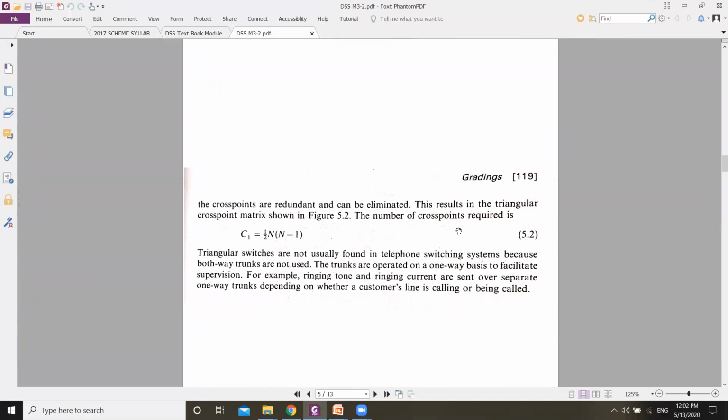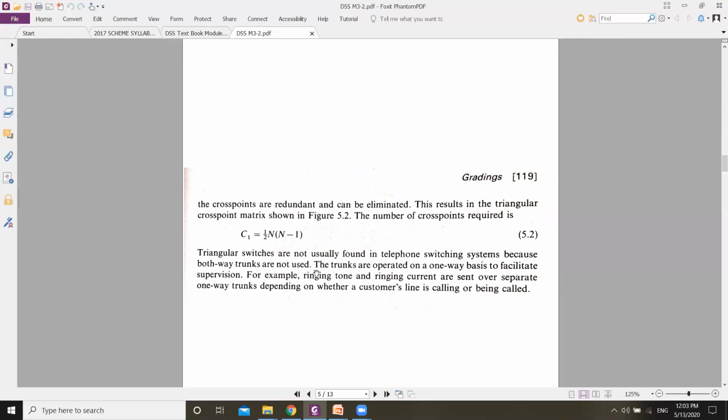The number of cross points required in this system is given by 1/2 times N into N minus 1. Let us say N is 100: 100 into (100 minus 1), which is 99. 100 into 99 divided by 2, half of that, will be the number of cross points required. The triangular switches are not usually found in telephone switching systems because both-way trunks are not used. There is one limitation here: we cannot use both-way trunks. This is the reason this cross point switching system is not used in telephone switching systems.